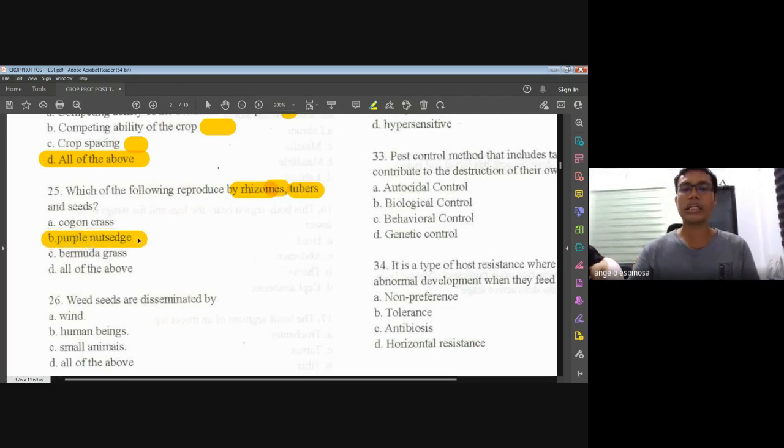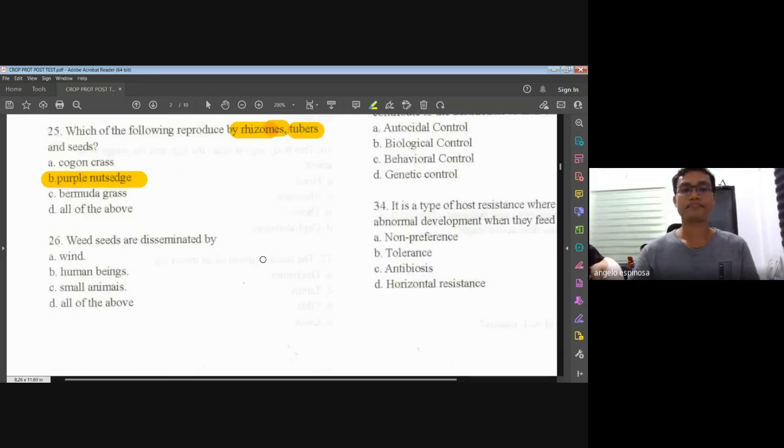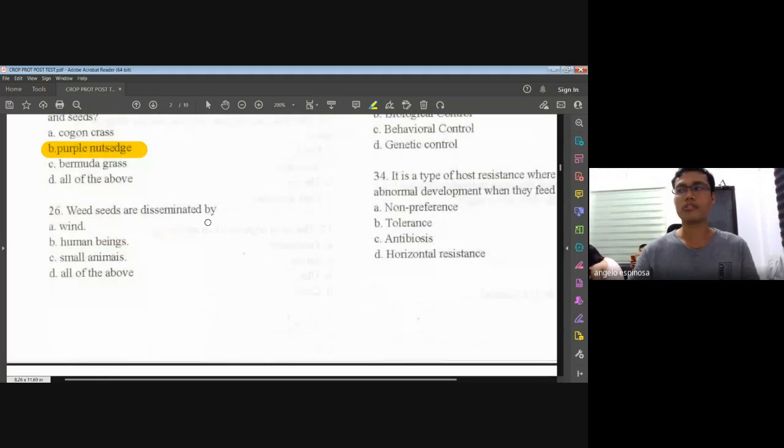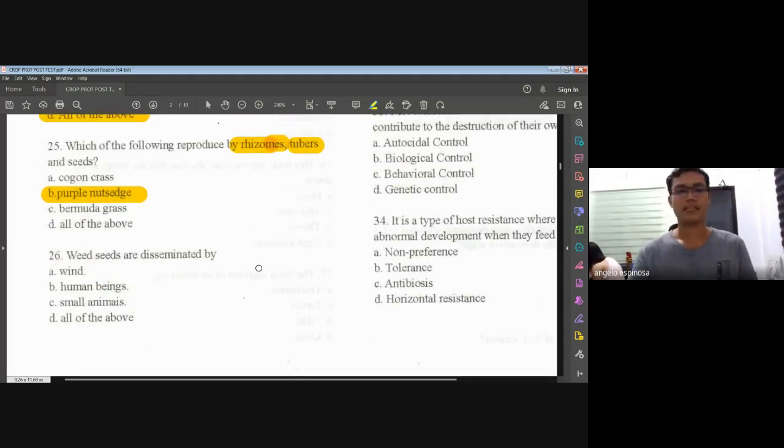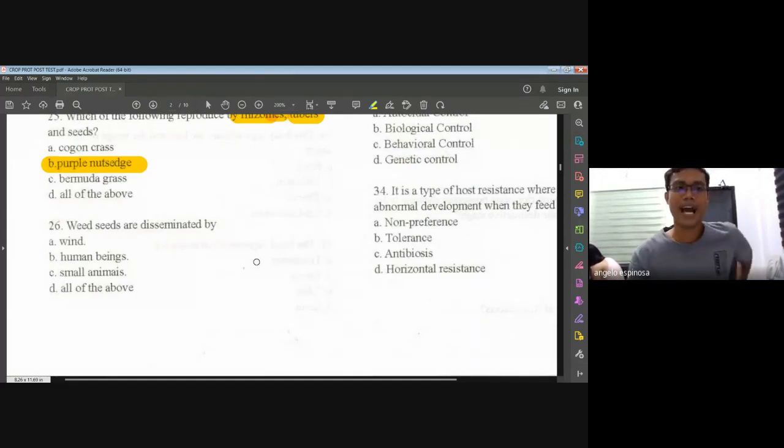That is purple nut sedge, or also known as, what is purple nut sedge? Is it Cynodon dactylon? Ay, sorry. Cyperus rotundus, sorry. That is Cyperus rotundus. Letter C po. Okay, Cyperus rotundus po yan.